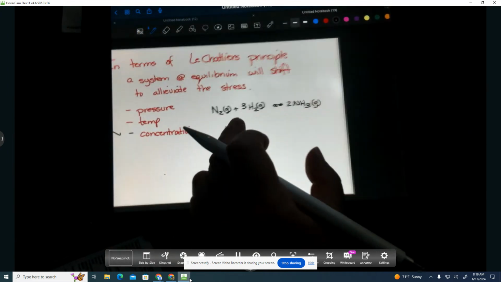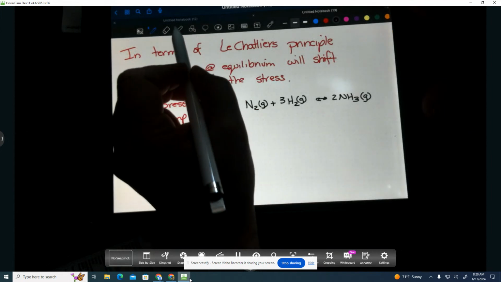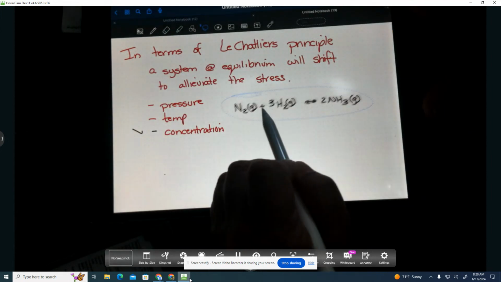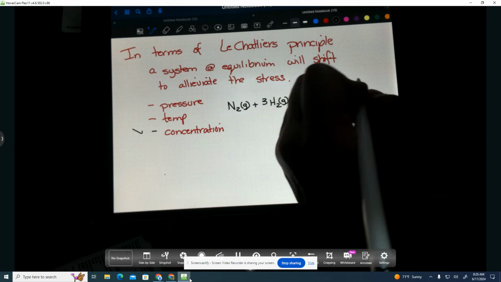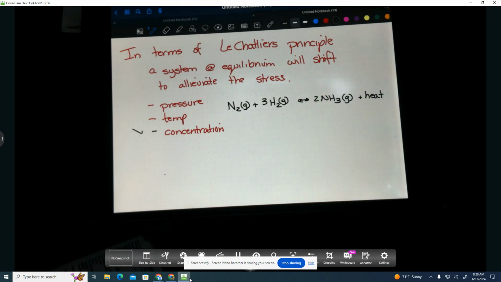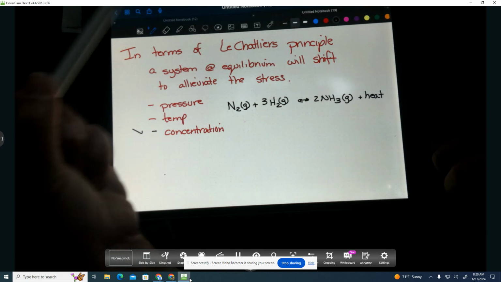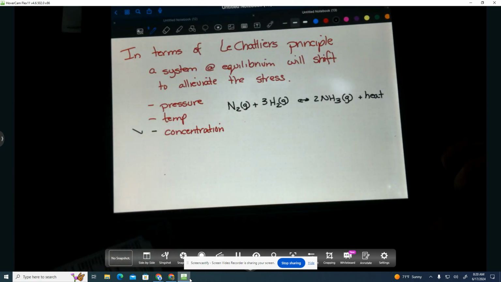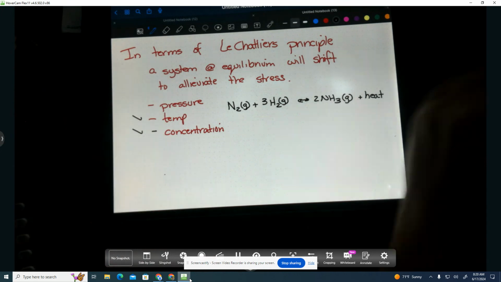If I have the same equation and I know that it is exothermic, exothermic means heat is over here. If I add heat, which way will it shift? To the left. It's to the side opposite what you are adding. If I take heat out, it's going to shift to the right, because I'm going to try to replace what I am removing. Okay, so that takes care of temperature.